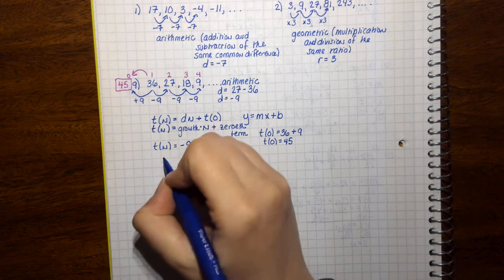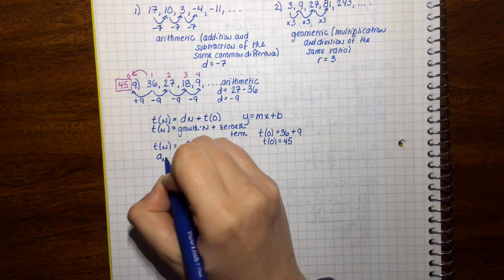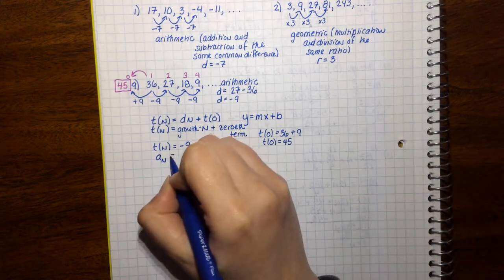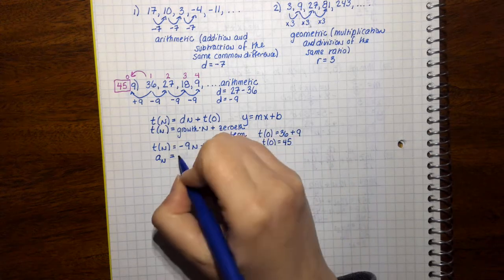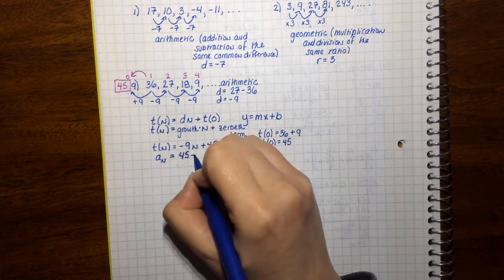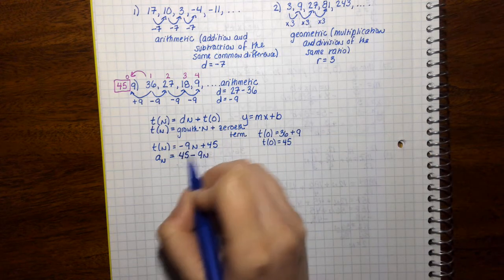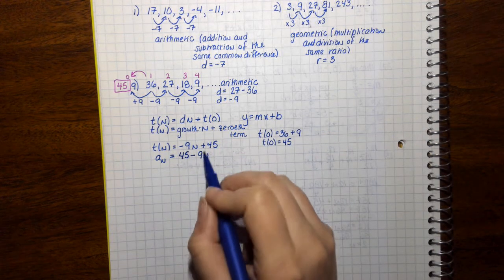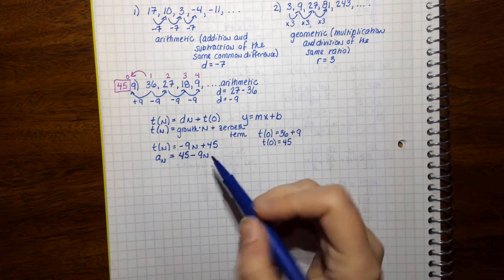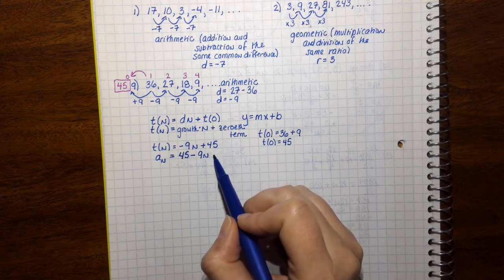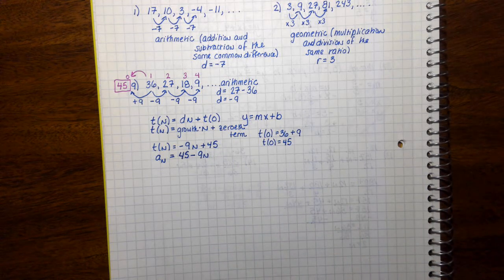So t of n will look like this: a sub n equals, and then what they like to do is put the constant, the 0th term first, and then just switch this around. So that comes first and that comes second. These are equivalent. Those are the same thing, but this is how our book writes it and introduces it. And this is how the worksheet shows the answer, so I wanted to make sure that you could see your answer was correct on the worksheet answers.